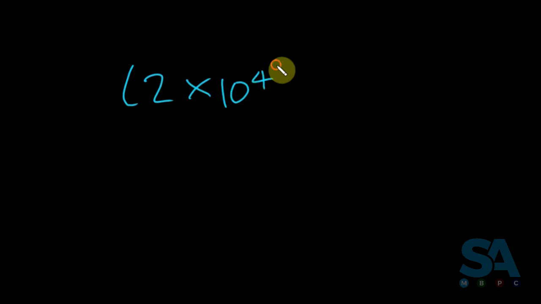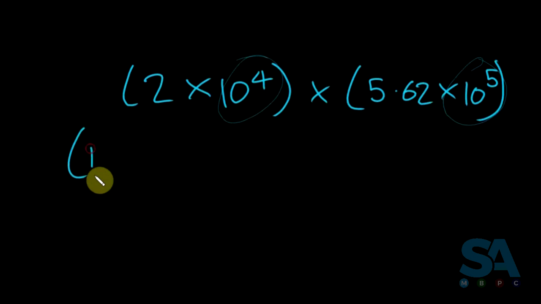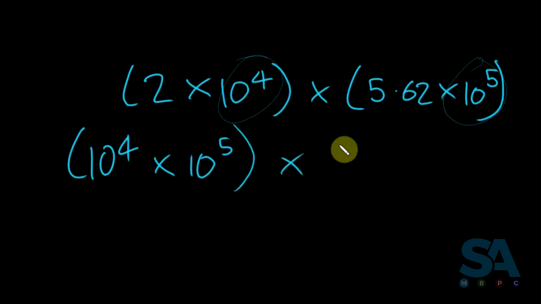So if you were told to find 2 times 10 to the 4 times by 5.62 times 10 to the 5. Because these are all multiplications, you can multiply any of these numbers in any order and you would still get the same answer. So what you'd first want to do is rewrite this expression, grouping the 10 to the power n's first. This leaves you with 10 to the 4 times by 10 to the 5, all times by 2 times by 5.62.